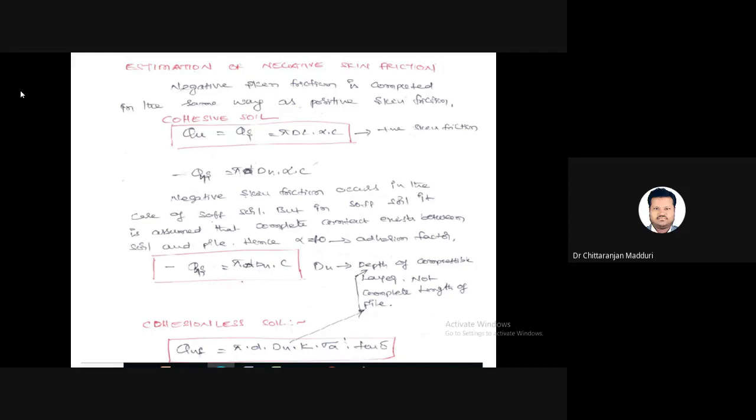So in cohesionless soil, negative skin friction is equal to, so here also we need to neglect the end bearing resistance. Only we need to consider the positive skin friction. That positive skin friction is converted into negative skin friction. How? Instead of length of the pile, we need to take the depth of compressible layer Dn. So pi into d, diameter of the pile, Dn depth of compressible layer, K earth pressure coefficient, sigma a dash average undrained cohesion, and delta. Delta is known as friction between pile and soil.